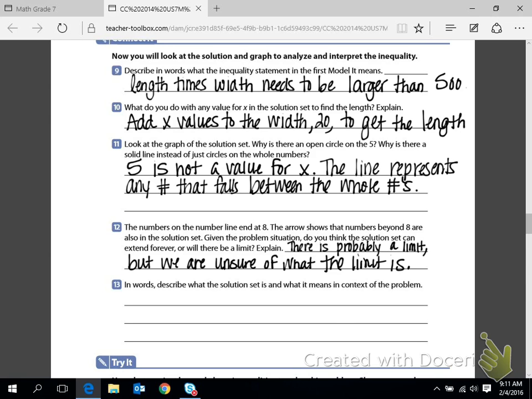All right, so the next question says, in words, describe what the solution set is and what it means in the context of the problem. So our solution set is any number greater than 5. And with the context of the problem, that means that the length of our wall will have to be greater than 25 feet.